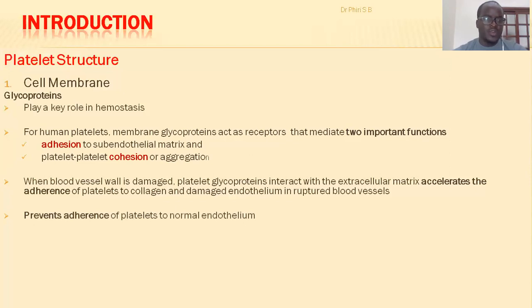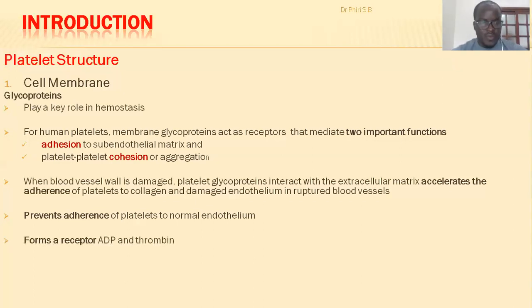Then the glycoproteins also prevent adherence of platelets to normal endothelium. If you have normal endothelium, collagen is not exposed, so you have a normal smooth endothelium, and platelets can't really bind to it. There is a need for it to be damaged for platelets to come and bind. Those receptors are specific to certain structures found within the subendothelial matrix, like collagen and Von Willebrand factor, as I've already mentioned.